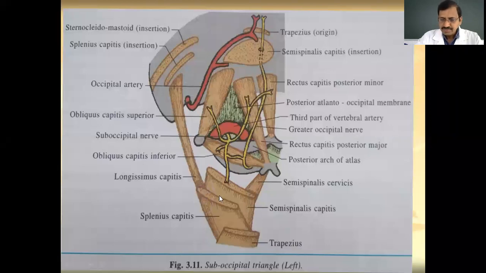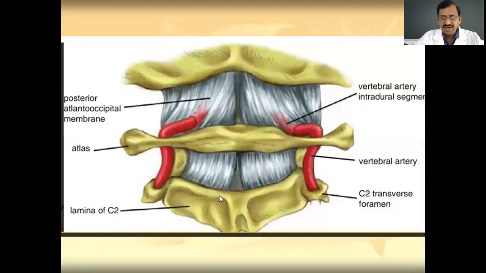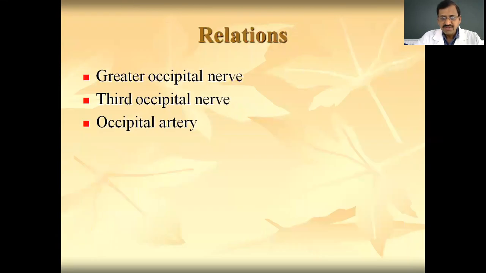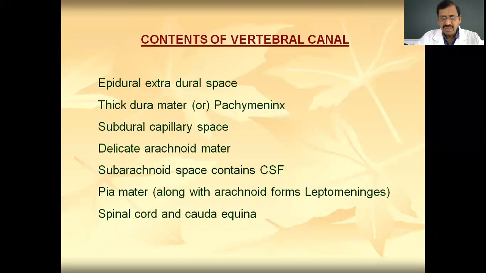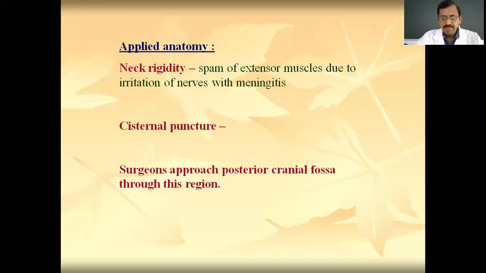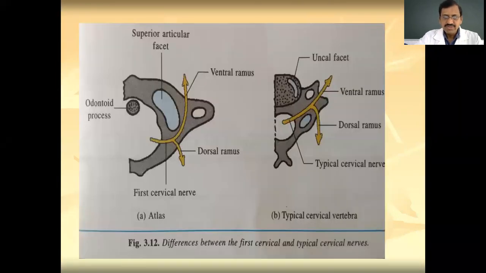Okay, then another branch, that is the ventral rami. The ventral rami pass in front, and here it joins with another branch. Here you see, this is the first cervical nerve. This is the dorsal ramus, this is the ventral ramus. The dorsal ramus goes back and enters the suboccipital triangle, and it supplies the muscles forming the suboccipital triangle. And this is the ventral ramus.